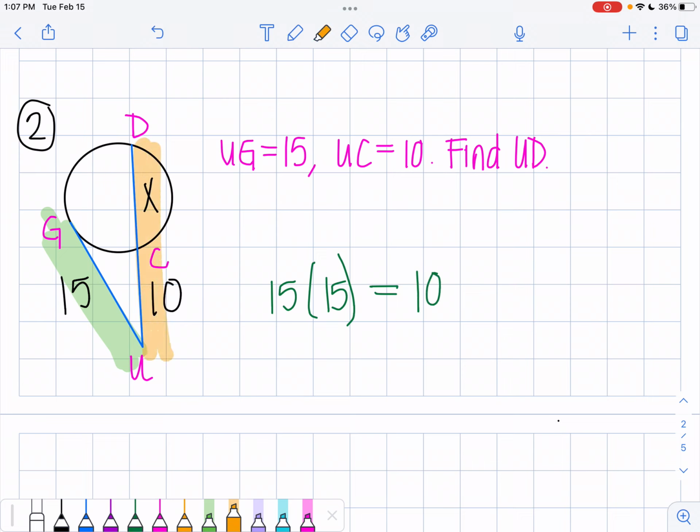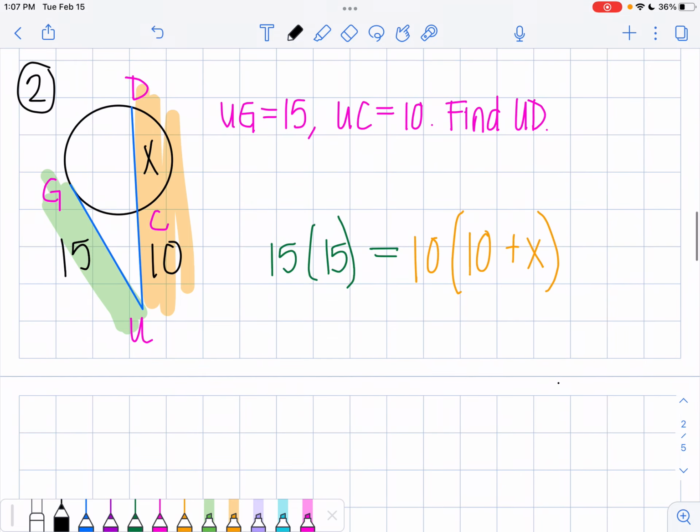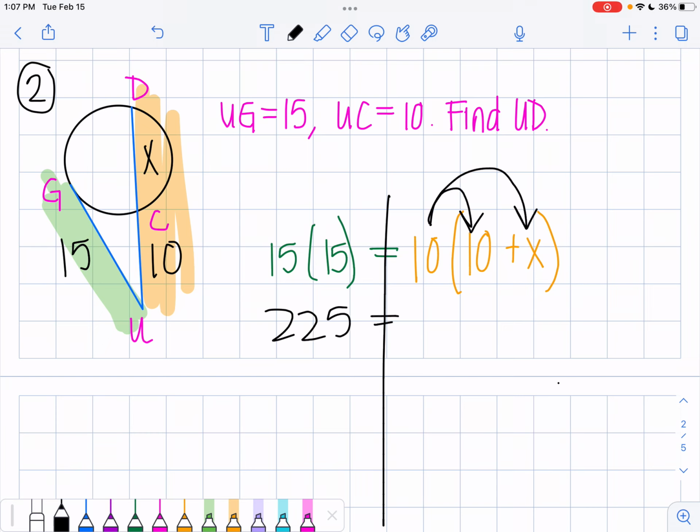Now I'm working over here. I'll change the color. Outside part is 10. And my whole line segment, I'm going to add these together, is going to be 10 plus x. Okay, so now I multiply. 15 times 15 is 225. And I'm going to distribute with this 10 here like this. So 10 times 10 is 100 plus 10x.